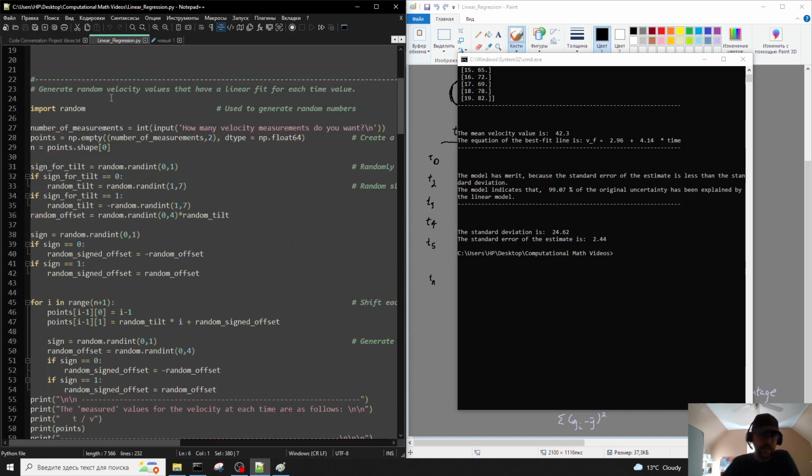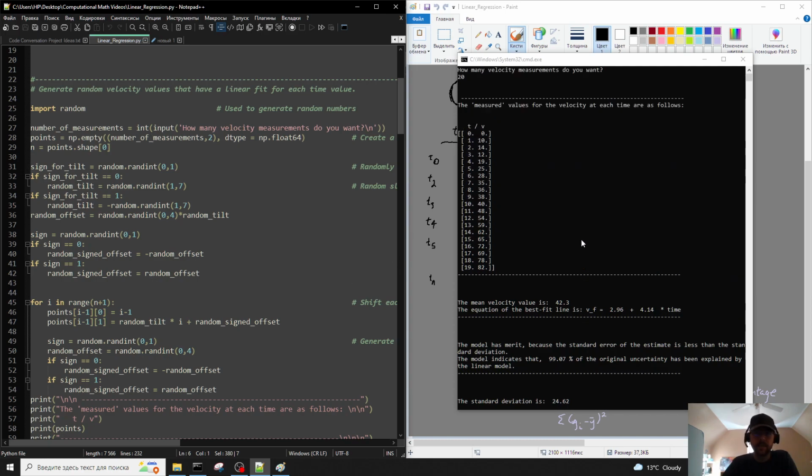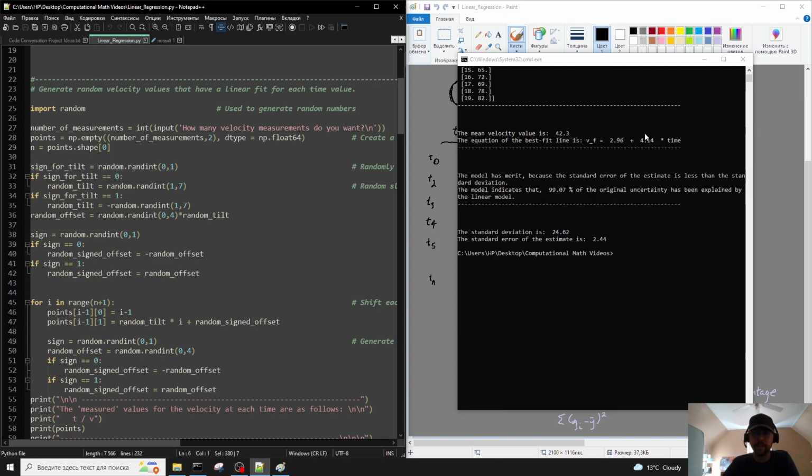Next chunk of code here, generate random velocity values that have a linear fit for each time value. And the way that I did this is it actually first generates the line. It doesn't use that line to graph, but it imagines a line, and then it takes each point on the line and produces an offset, either a positive or negative offset within a certain range.